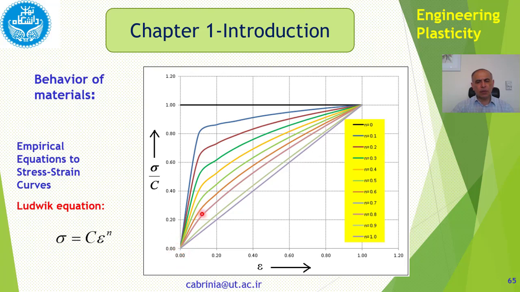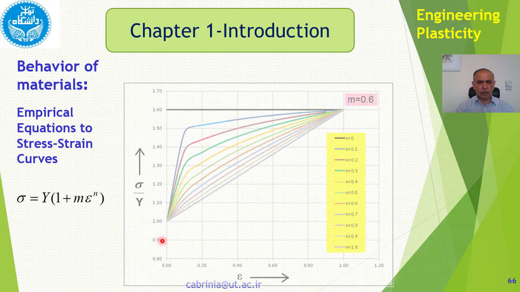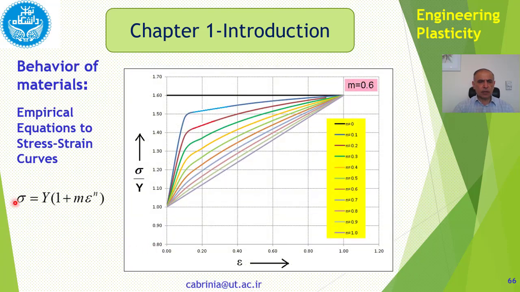It could be used for aluminium and those kinds of materials. We have many empirical equations like this which we use in our work, tackling and analyzing different problems. I will show you some of these in here. As you can see, this is another one, y multiplied by 1 plus m epsilon to the power of n.